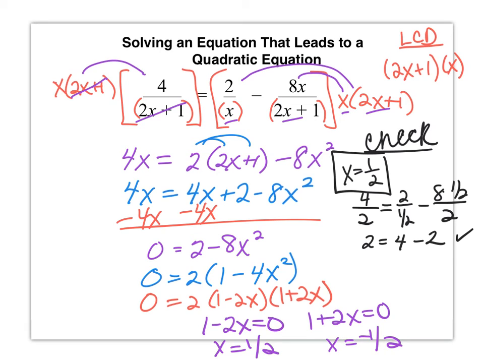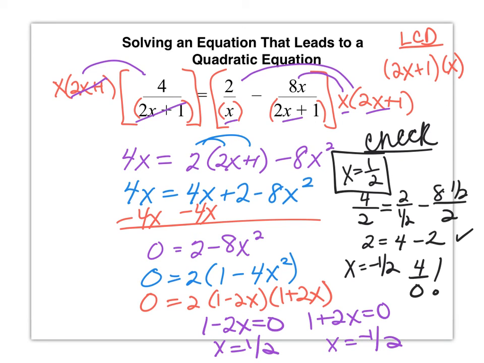We also need to check to see if negative 1/2 is a solution to this rational equation. When we plug negative 1/2 in for x on the left side, we get 4 over 2 times a negative 1/2, which is negative 1. And negative 1 plus 1 is 0. Oh no, we cannot divide by 0.